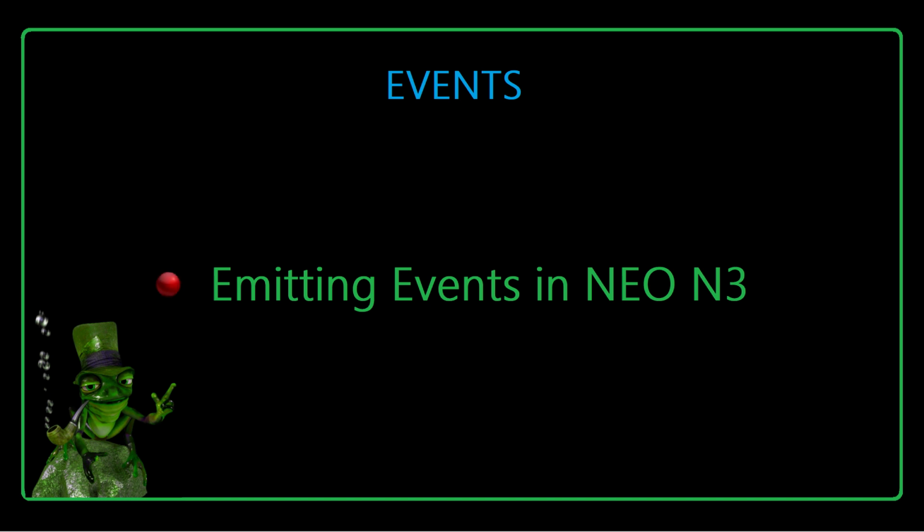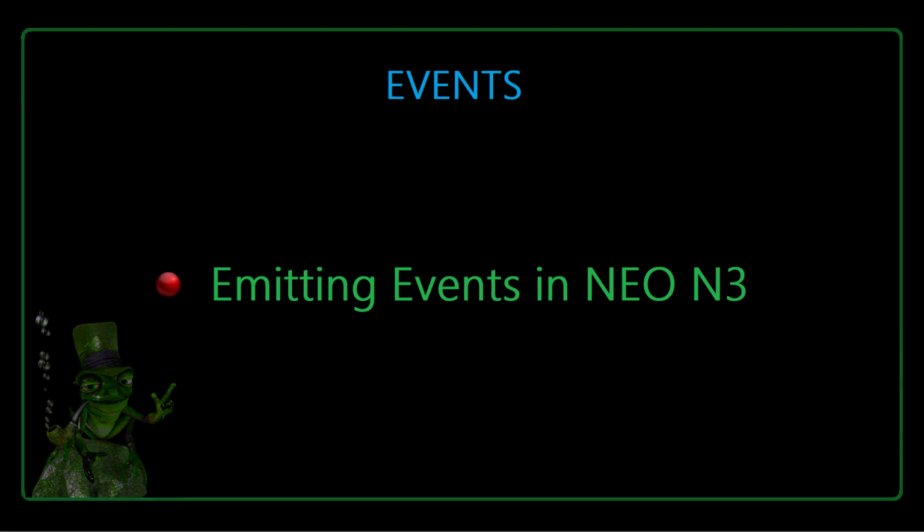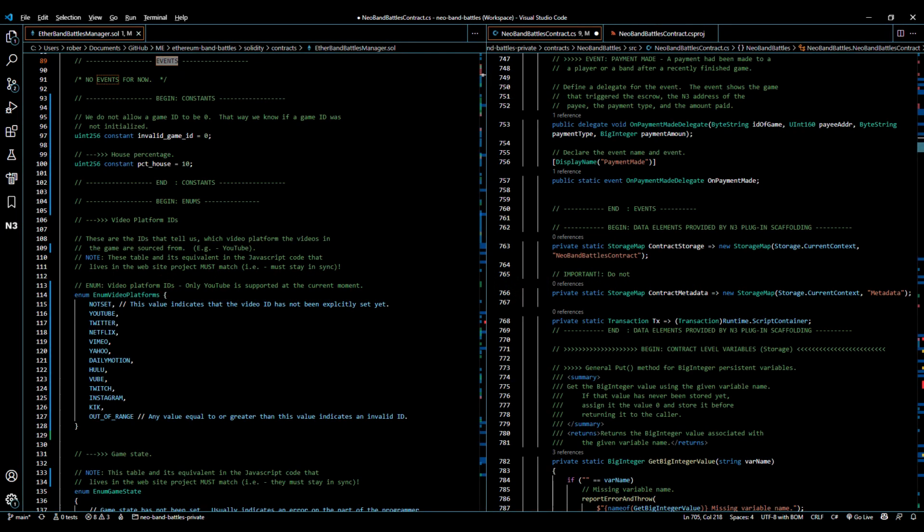EtherBand Battles does not emit any events. NeoBand Battles does. Here is how to create a Neo N3 event in C#. First, you declare a public delegate that describes the information the event will emit. As you can see, the delegate tells us that the payment made event will broadcast the ID of the game the payment was made for, the address that received the payment, type, and amount. We use the naming convention of prefixing the delegate name with the word On and suffixing it with the word Delegate. We end up with the delegate name OnPaymentMadeDelegate.